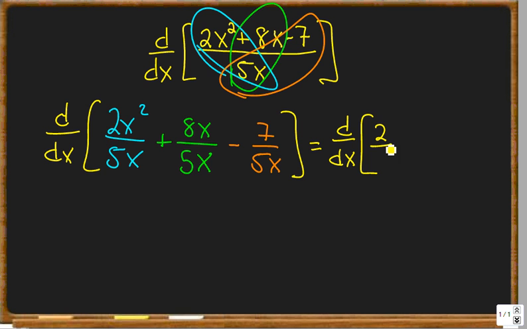this would be 2 over 5 times x, because we have a single x underneath an x squared, so that would just make 1x. And then we have a positive 8/5 times 1, so we just leave it as a positive 8/5 because we have an x divided by x. And then we have our negative 7 over 5x, which is just going to end up being negative 7/5 times x to the negative 1.